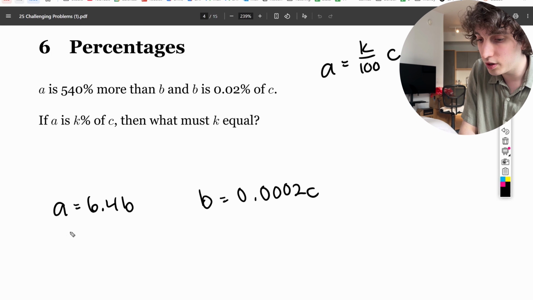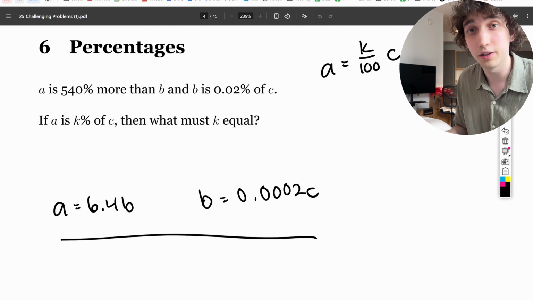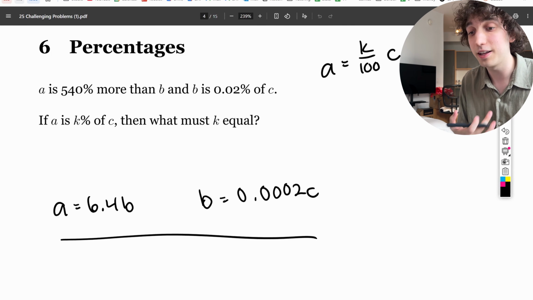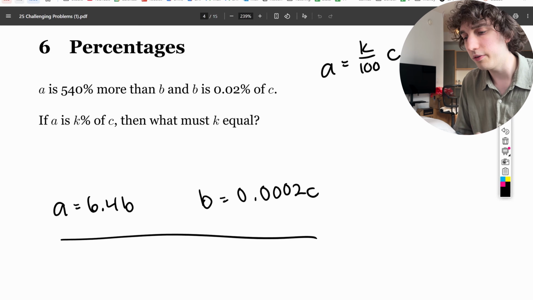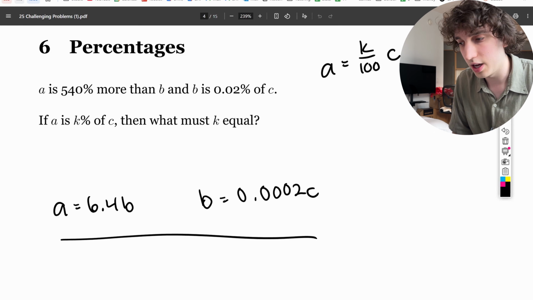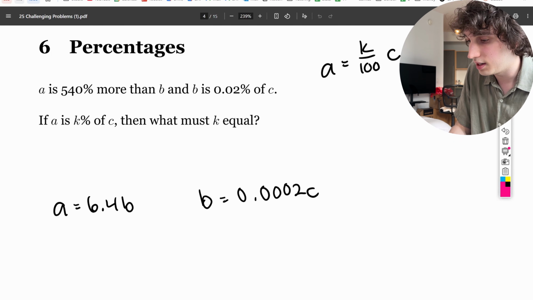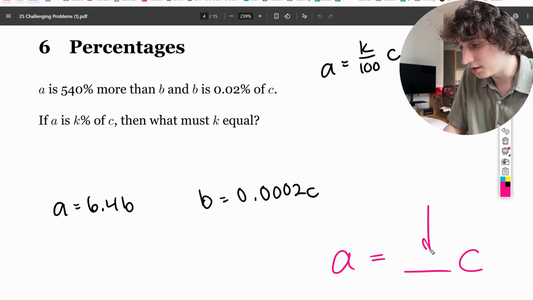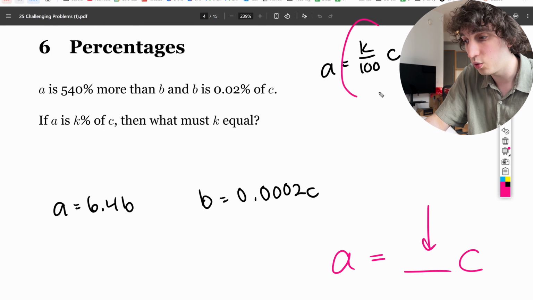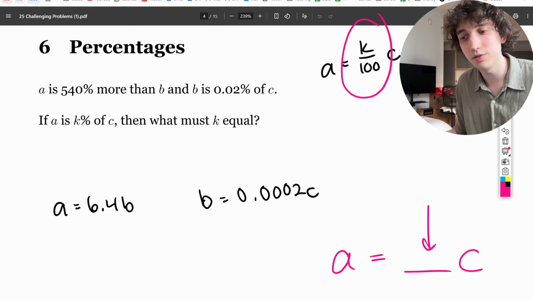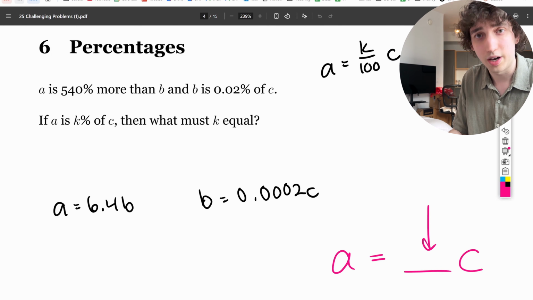Because we have 2 equations given to us and 3 unknowns. So clearly we can't find values for A, B, and C. However, we don't need to find values for A, B, and C. Really what we want is an equation that gives A equals some number times C. And as long as we have that number, we can equate that number to K over 100 and use that to solve for K. So how do we do that?